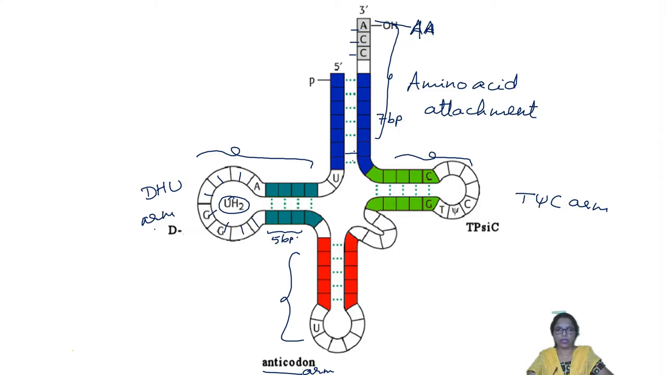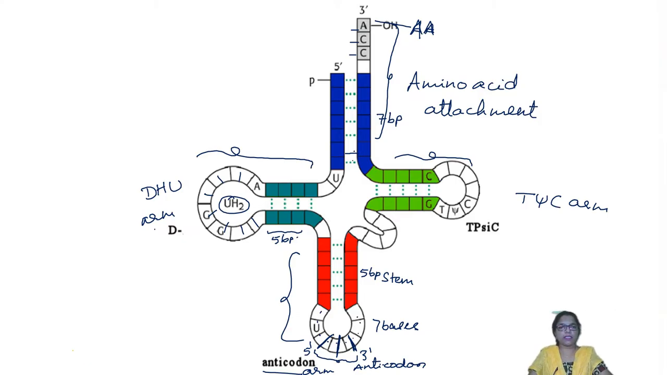And this lower one is the anticodon arm, which contains around a 5 base pair stem and a 7 base loop. In this loop, these three nitrogen bases are called the anticodon. It is known as the anticodon because it is complementary to the codon sequence. This anticodon is complementary to the codon sequence which is present on the mRNA. Codons are present on the mRNA, anticodon is present on the tRNA.